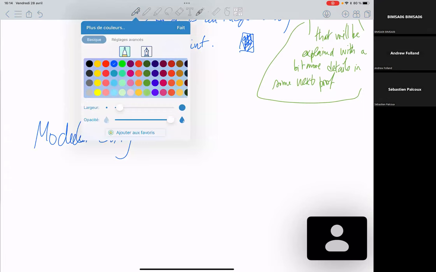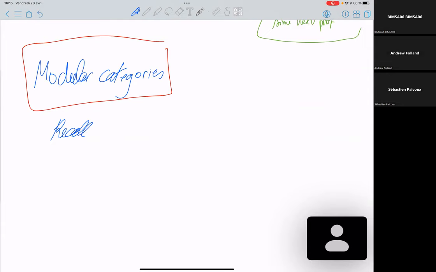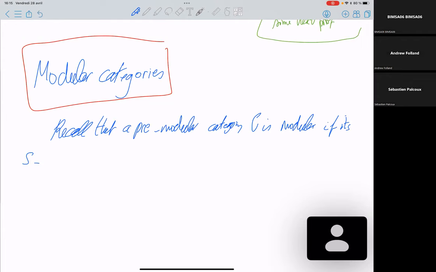Modular categories. So recall that a pre-modular category C is modular if its S matrix is invertible, non-degenerate. S matrix is non-degenerate, which means invertible, not degenerate.